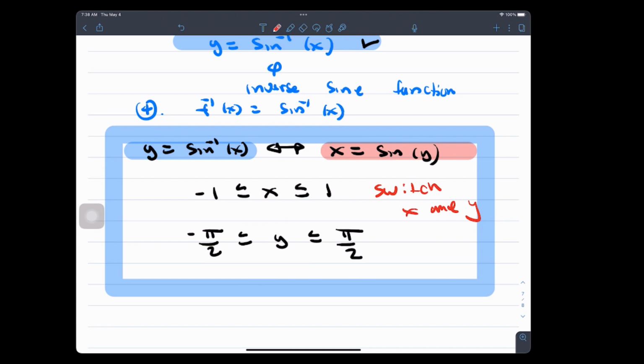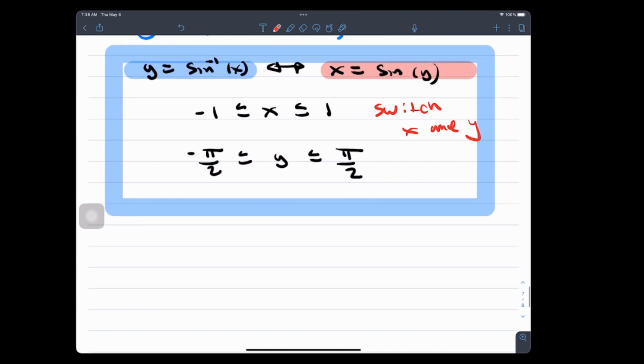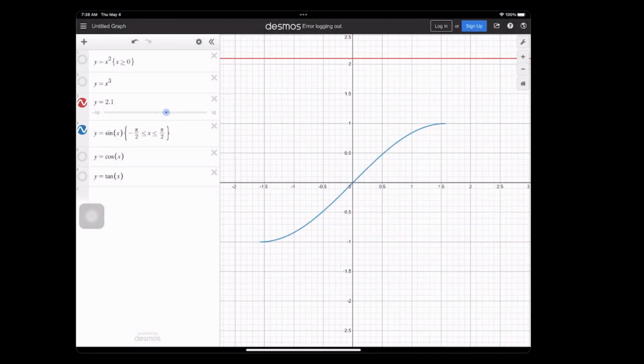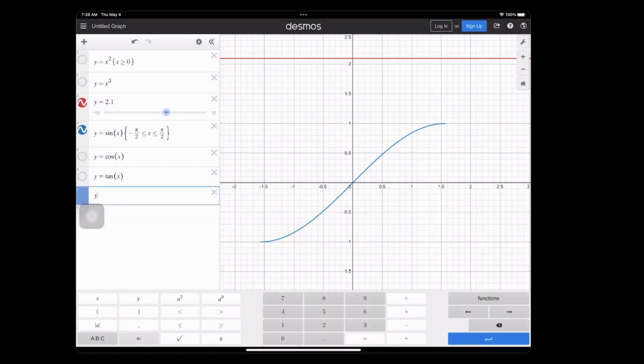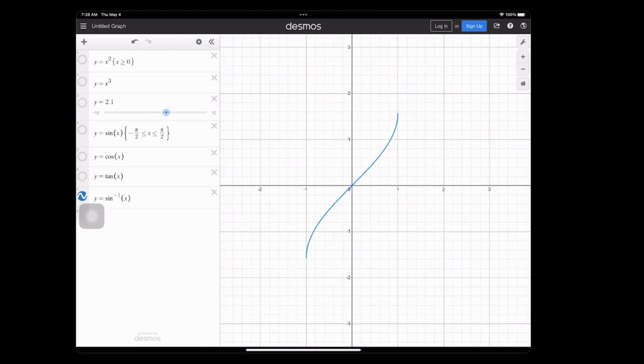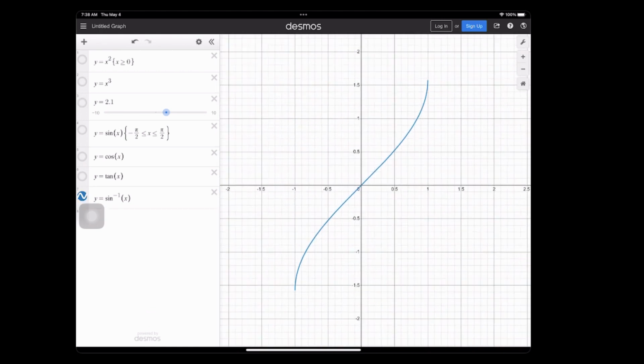And so now you might say, well, does that have a graph? Yeah, when you switch the X and Y values, I'm going to go back to Desmos and share this with you guys so you can see. Y equals, there we go, there's an inverse function there. Do you guys see that? I'm going to import that picture too. This is the inverse sine function.